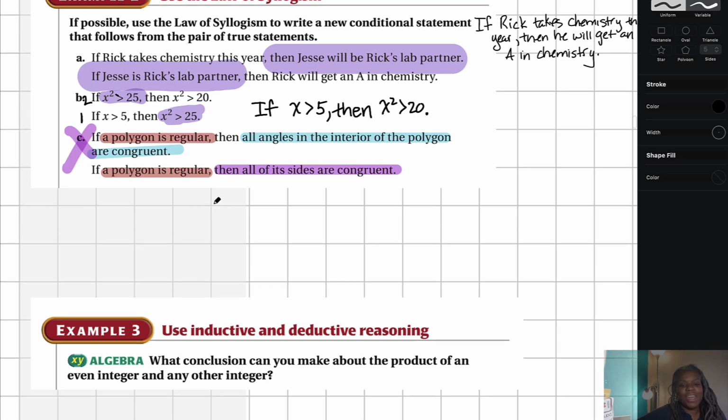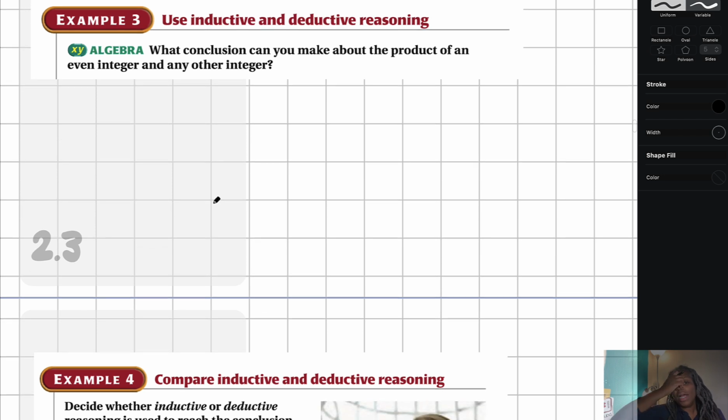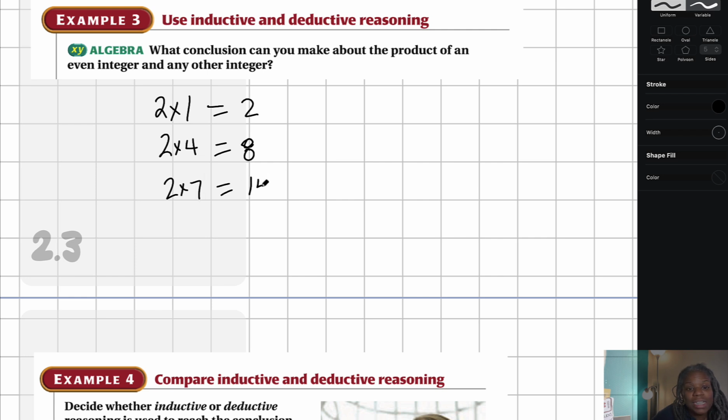All right, let's go ahead and use some reasoning here. What conclusion can you make about the product of an even integer and an odd integer? If you're like some students, you probably said, all right, let me take an even number, 2, and multiply it by as many different numbers as I can and see what happens. When I multiply 2 times 1, I get 2. 2 times 4, I get 8. 2 times 7, I get 14. 2 times 11, I get 22. And after doing this for a while, you're going to realize that all of those values are even. So what I see from this is that all of the answers are even.